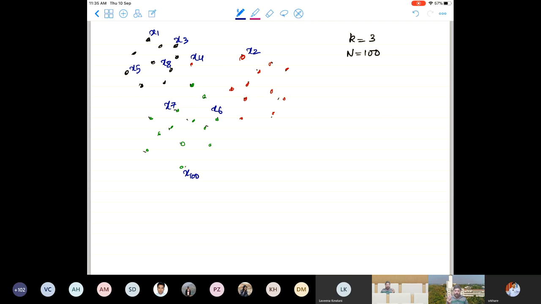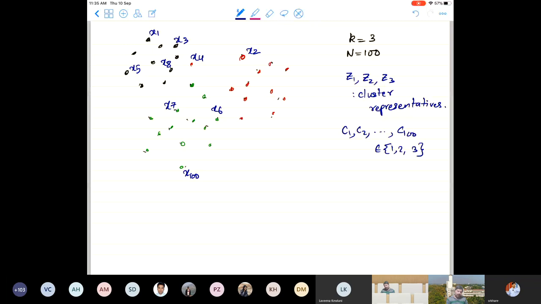Because there are 3 groups, k is equal to 3, what I have are 3 cluster representatives: z1, z2, z3. And all these c1, c2 up to c100, the cluster assignments, can take values among these three numbers 1, 2, 3. That is what will happen. So this is what I have.